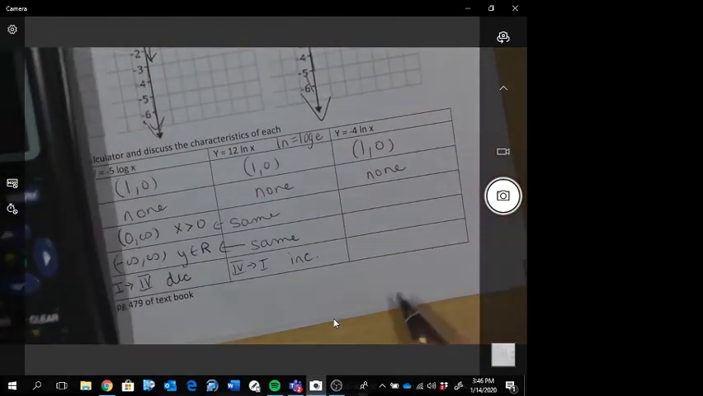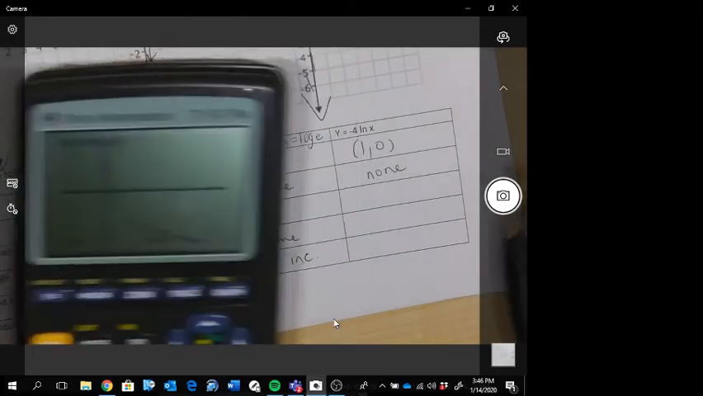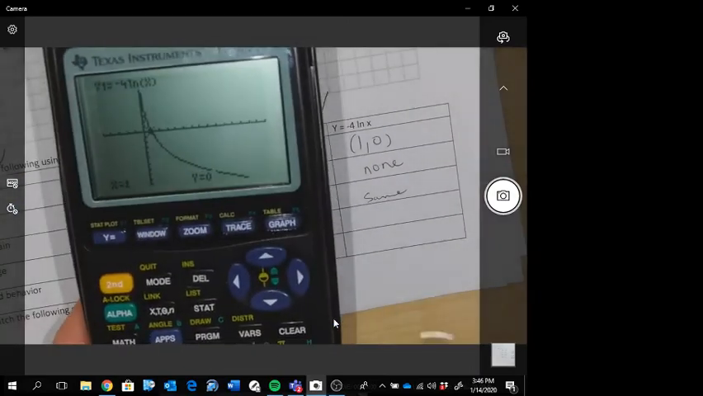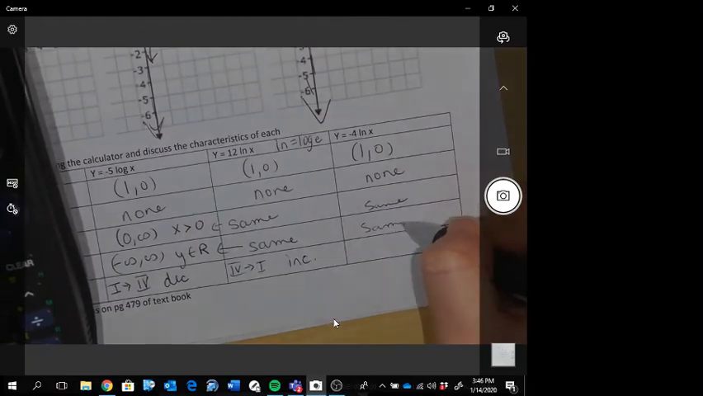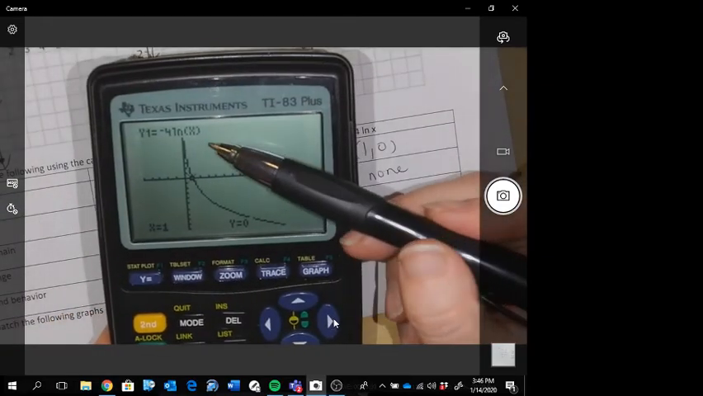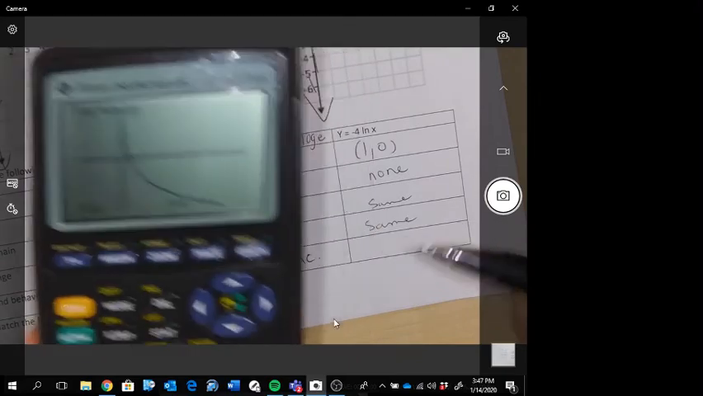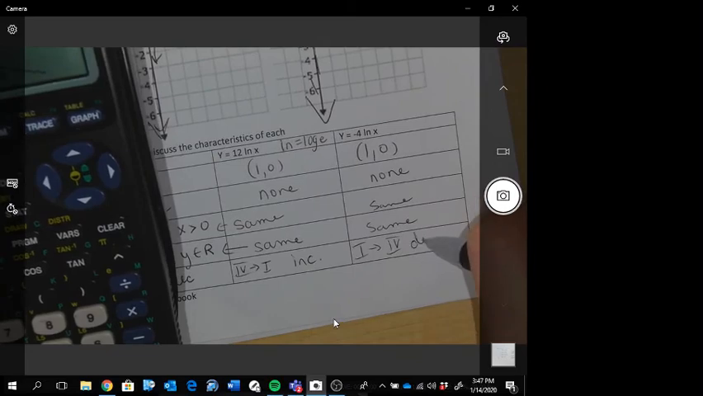So no y-intercept. Domain looks like it's going from 0 to infinity. So it's the same. Range, it's going down, down, down, up, up, up. And then we're going from quadrant 1 to quadrant 4 as we move right. From quadrant 1 to 4, and we're decreasing.